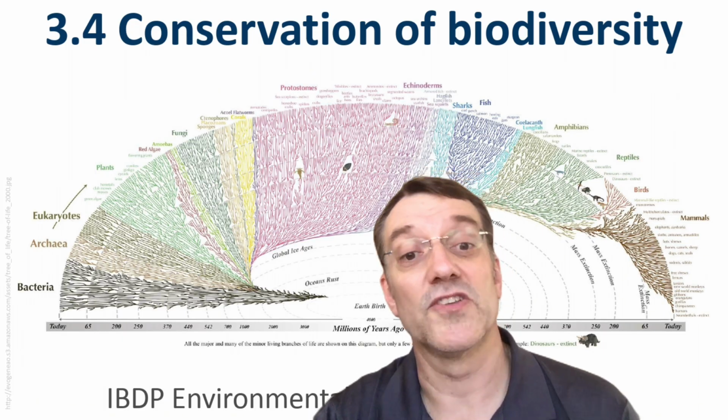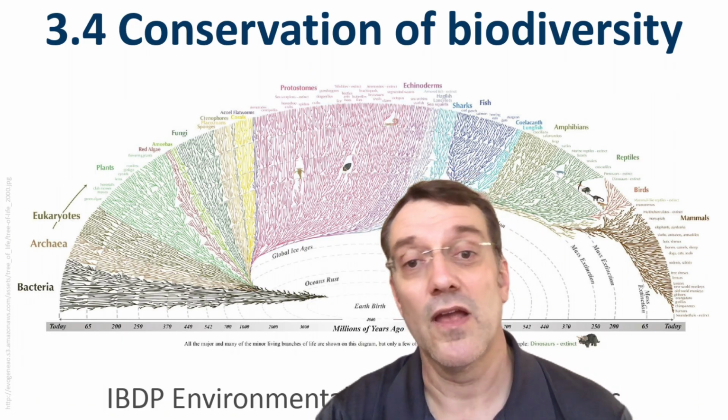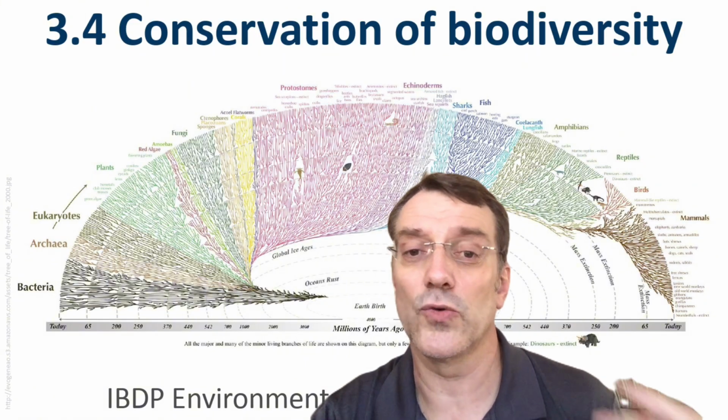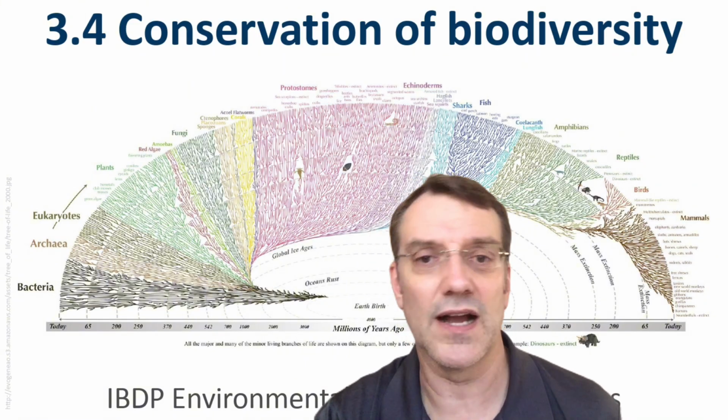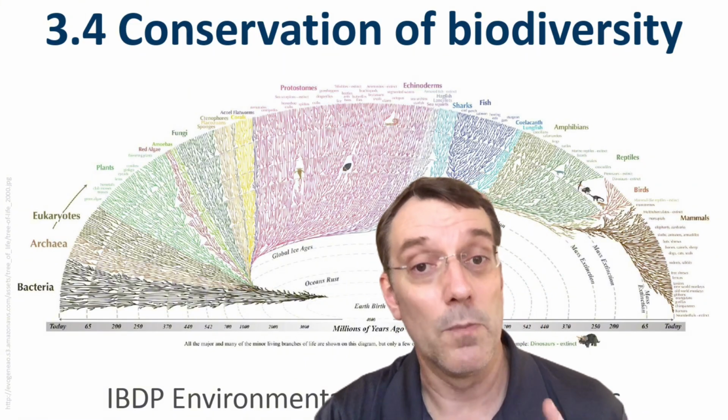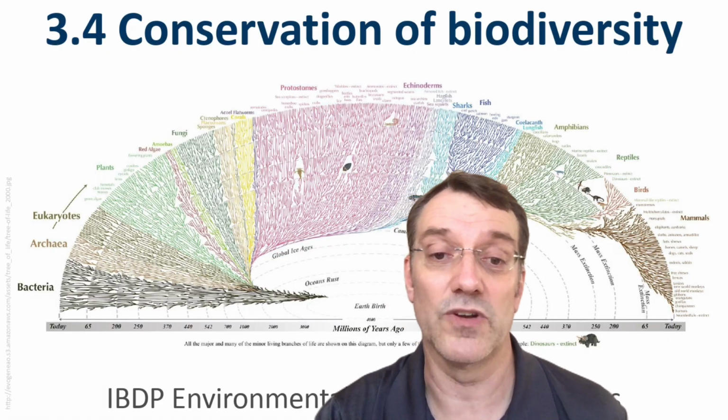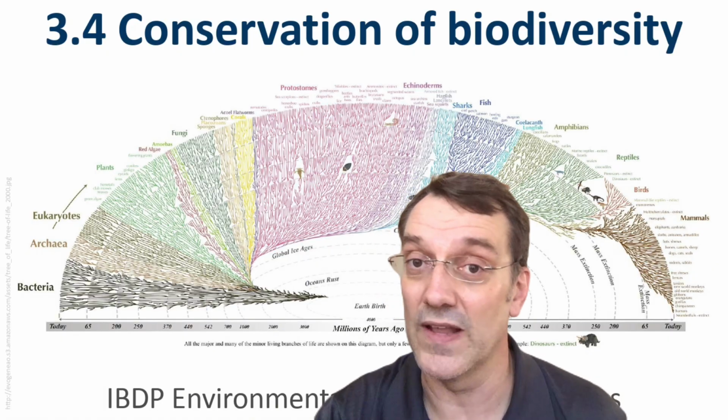As you can see from this tree of life diagram behind me, the diversity of species on Earth is incredible, from bacteria to fungi, plants to animals. But this diversity is under threat, which brings us to our topic today. So let's get into it.